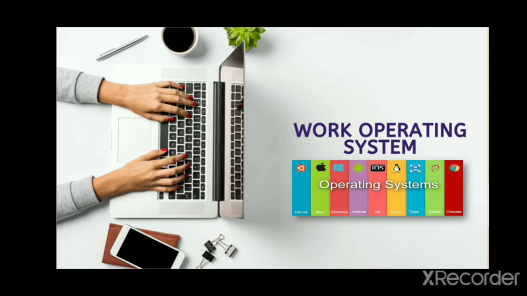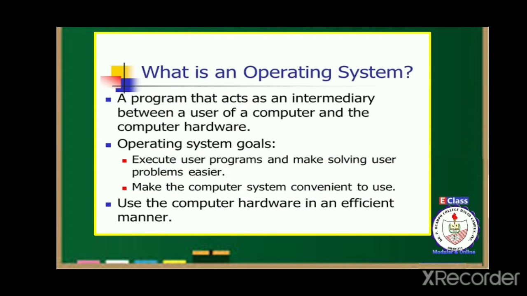Now, what is an operating system? It is a program that acts as an intermediary between a user of a computer and the computer hardware. An operating system executes user programs and makes solving problems easier, makes the computer system convenient to use, and uses the computer hardware in an efficient manner.